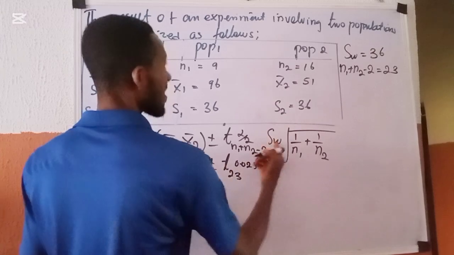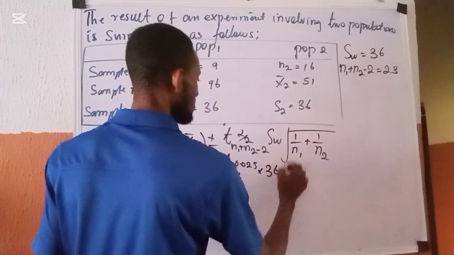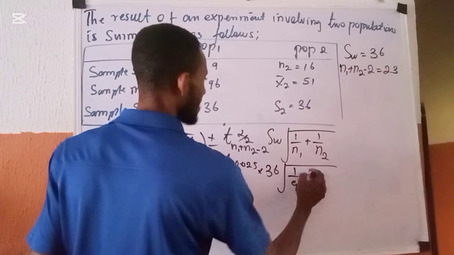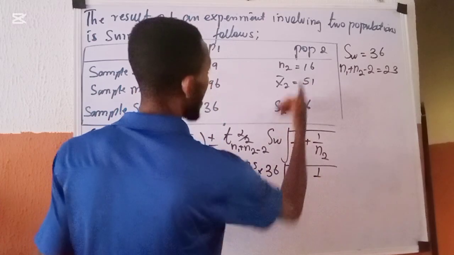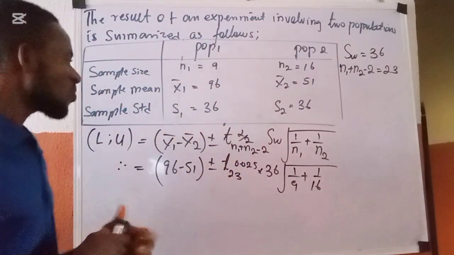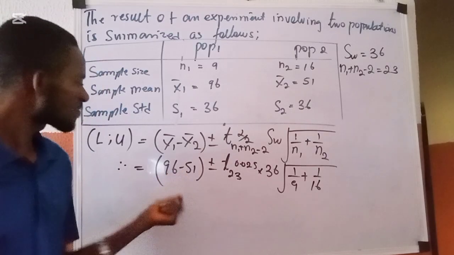Then your SW is already 36. You multiply by 36, general square root of 1 over 9 plus 1 over 16. So what this means is, once you pick up your calculator, you say this minus this, you drop the value here.